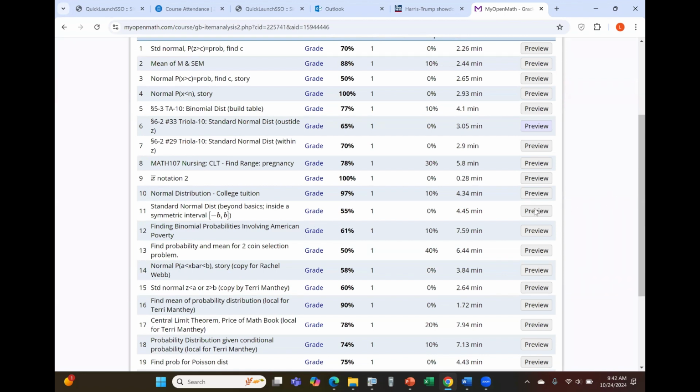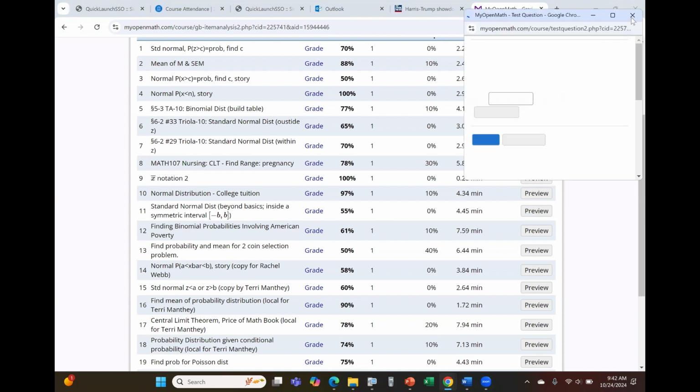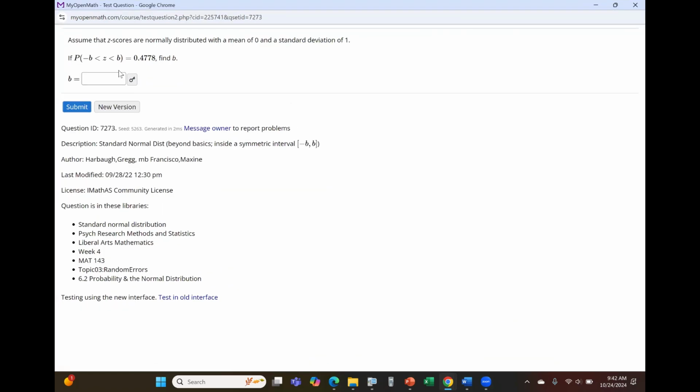This is very similar to the last problem. You're given the area under the curve and it's between two b's. A lot of you gave me a negative number and that's not what they're asking for. They're asking for b. B is positive. So they're asking for the positive number and you just found the negative. So what you did is you found the area to the left of negative b and put that in. That's not what they want. They want the area to the left of positive b. So what is that going to be?